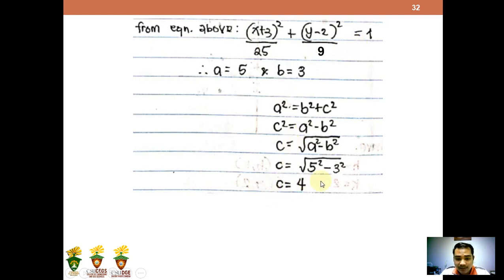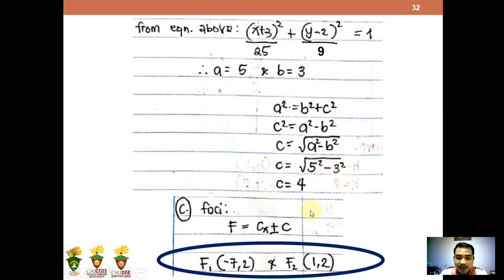Then this one is b squared, so we are looking for b, so we take its square root. Next thing is we need to get the value of c. For the value of c, from the Pythagorean theorem, we have a squared is equal to b squared plus c squared. So we isolate c, because c is what we want to find. So we have the equation c is equal to the square root of a squared minus b squared. Substituting the values of a and b, which are 5 and 3, we have the value of c equal to 4.